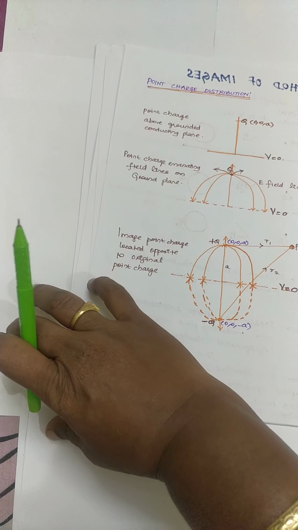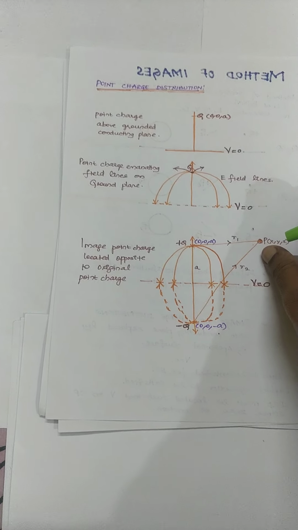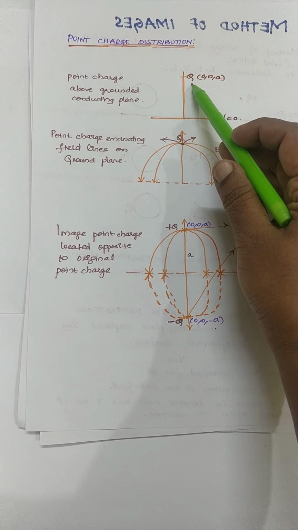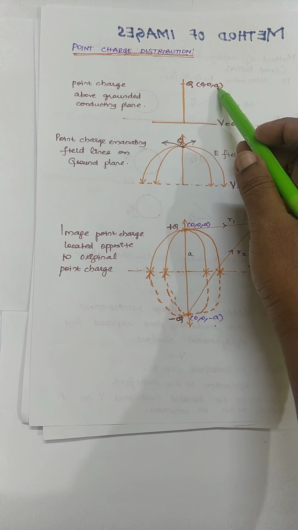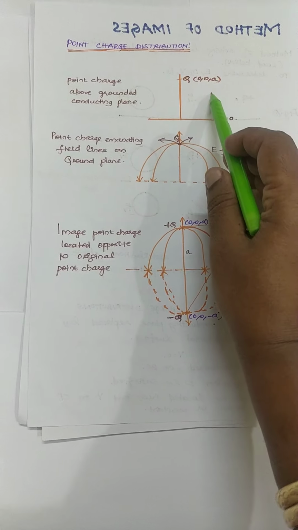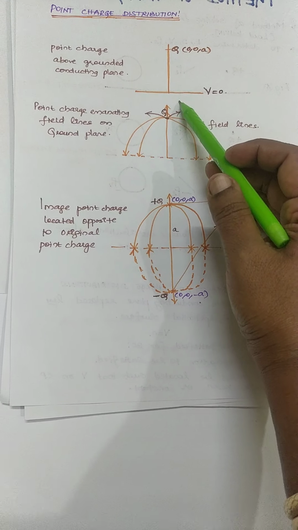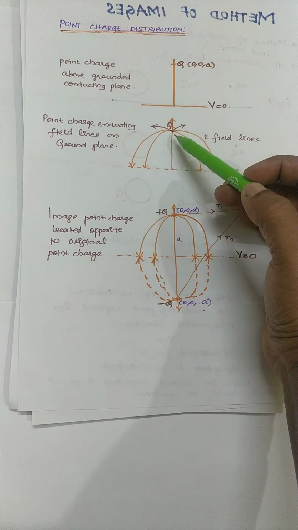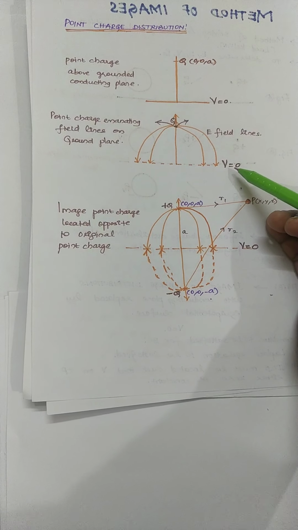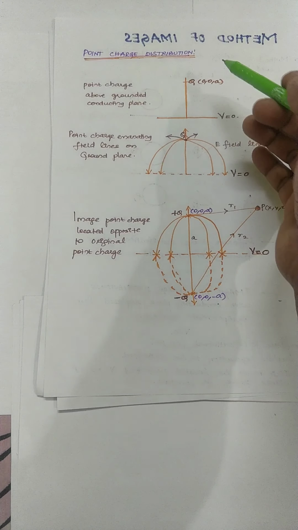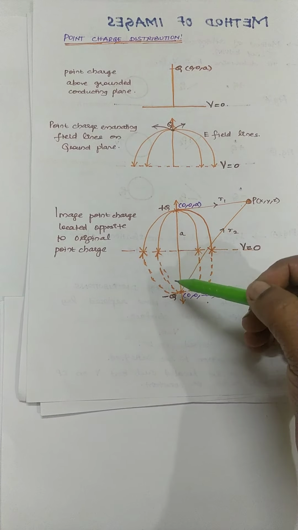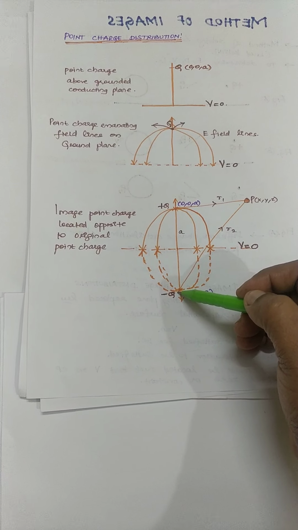Now we are going to proceed with the same analysis for a point charge distribution. The point charge Q is at (0, 0, A) in the rectangular coordinate system, above the ground plane, V equal to 0. The point charge emanates field lines on either side of the ground plane with V equal to 0. The image point charge plus Q is replaced by minus Q.